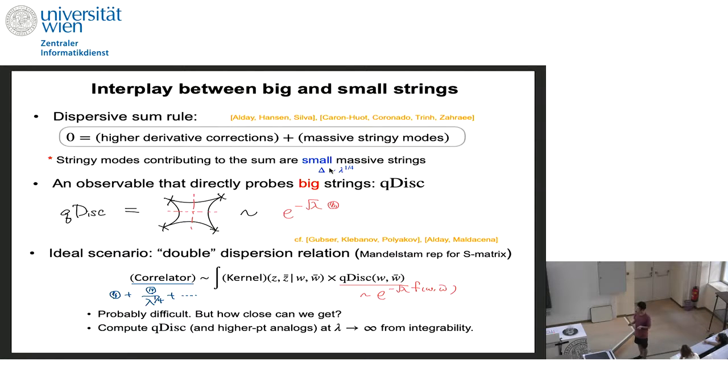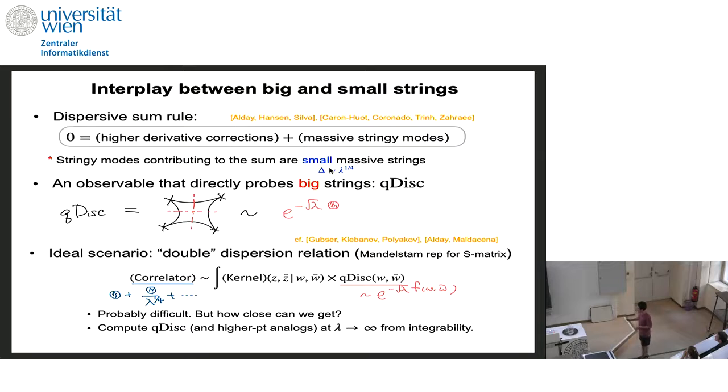But there is one observable which was discussed in several papers, but not much explored, which is called the double discontinuity. The double discontinuity is basically defined from the correlation function by taking a double discontinuity in the S and T channels. At strong coupling, it is expected to be given by an exponential of minus square root of lambda behavior, and is going to be dominated by the macroscopic string, and especially in the light cone limit is given by the Gubser-Klebanov-Polyakov string, or the Alday-Maldacena string worldsheet.